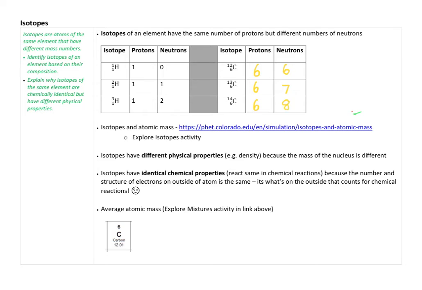So, hopefully that's fairly self-explanatory, and you may well have seen that in previous years. I would strongly encourage you, even if you are familiar with it, just for good practice, to go and have a look at this link here. Again, I'll put the link up in Teams. And initially just explore the isotopes activity. You'll see there's an isotopes and a mixtures activity that we'll get to in a sec. Just get you really familiar with this notation of how we signify what various isotopes are.